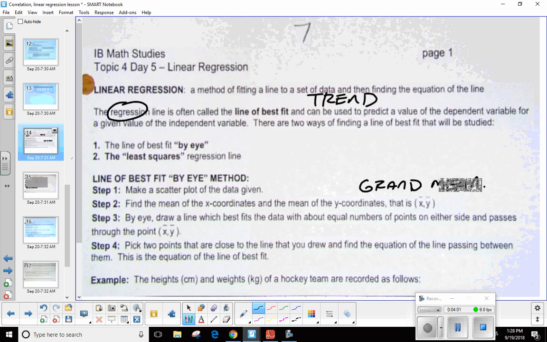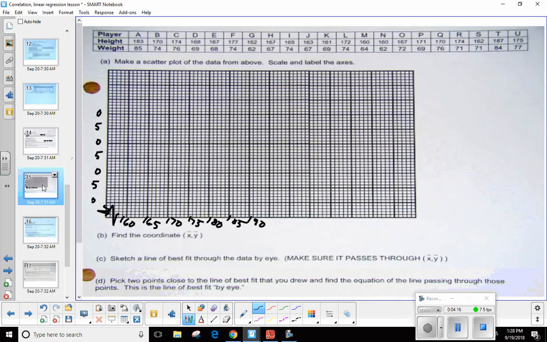And I think I kind of foreshadowed it a little bit yesterday, right? Didn't I show you how to draw the line? Okay, good. That's exactly what we're going to be doing in just a little bit. So this one is cut into 2 slides. The heights in centimeters and weights in kilograms of a hockey team are recorded as follows. Okay, so we have 21 players that we have data on, the heights in centimeters and the weights in kilograms.